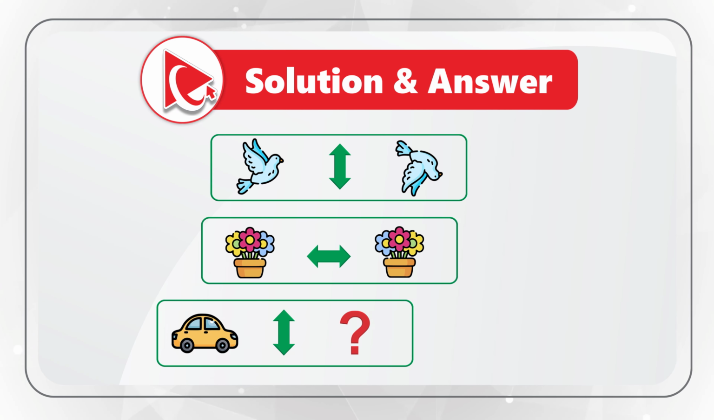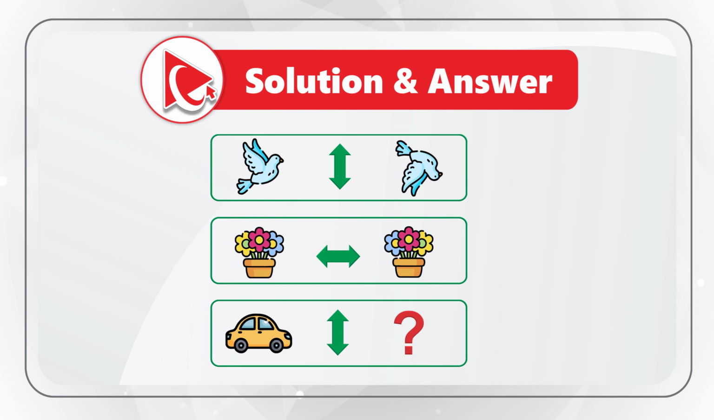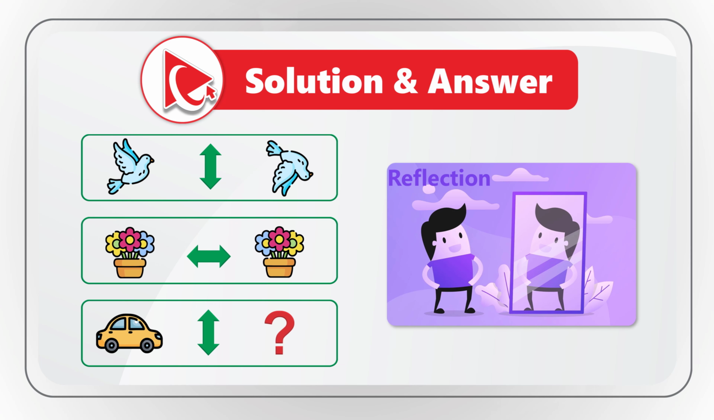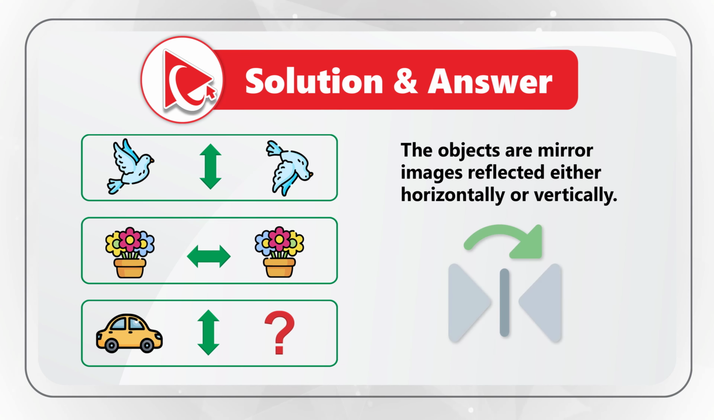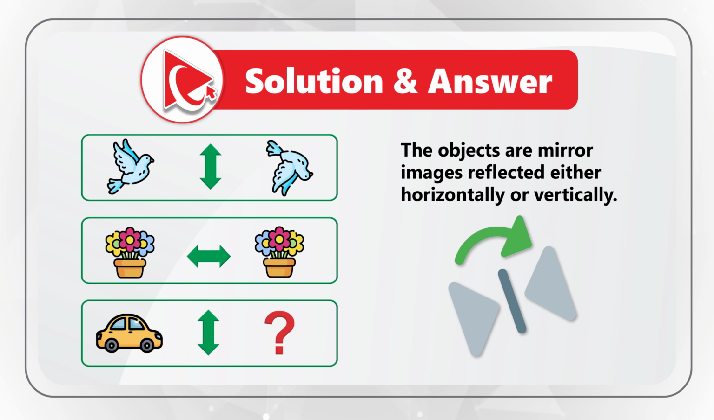The actual answer to the question is very simple, but the question was designed to confuse you. The objects that you see on the left of the arrow and on the right of the arrow are reflections of each other. What's interesting here is that the objects are mirror images reflected either horizontally or vertically.